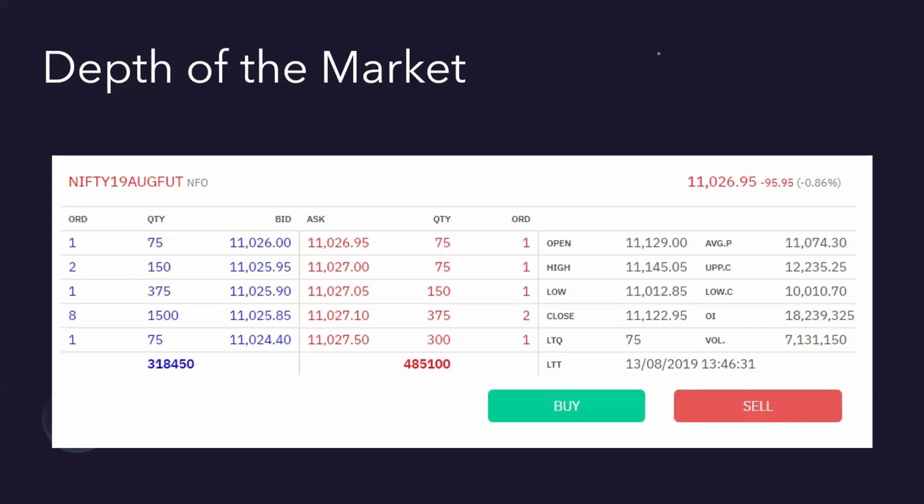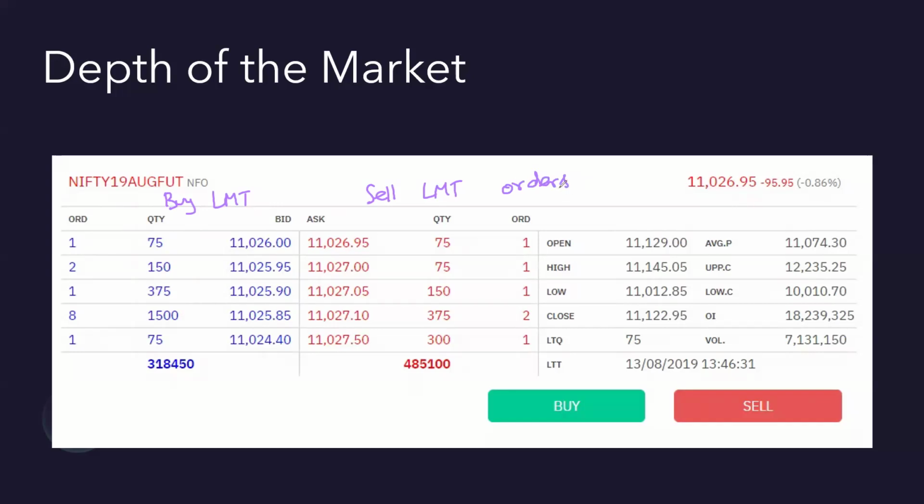If you look at this depth of the market, what you are seeing is nothing but the pending limit orders. So you're seeing the top 5 bid and ask levels. We have the buy side here, buy limit orders on one side, and sell limit orders on the other.